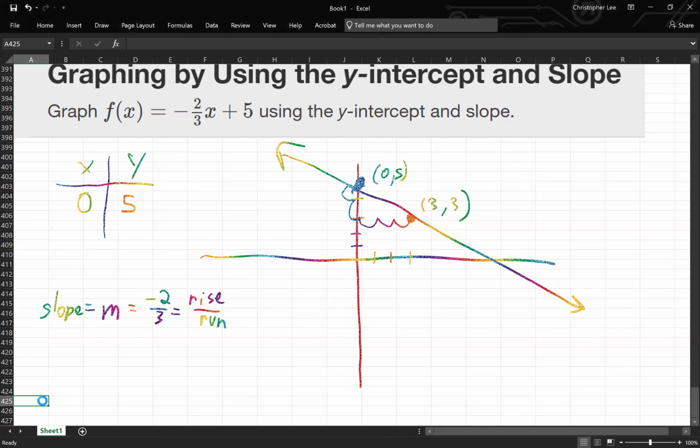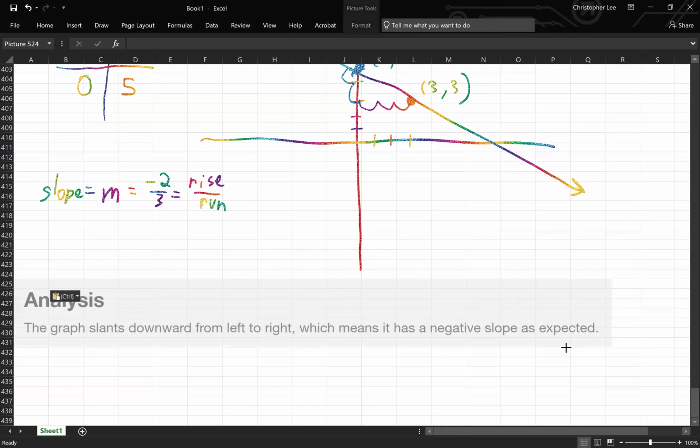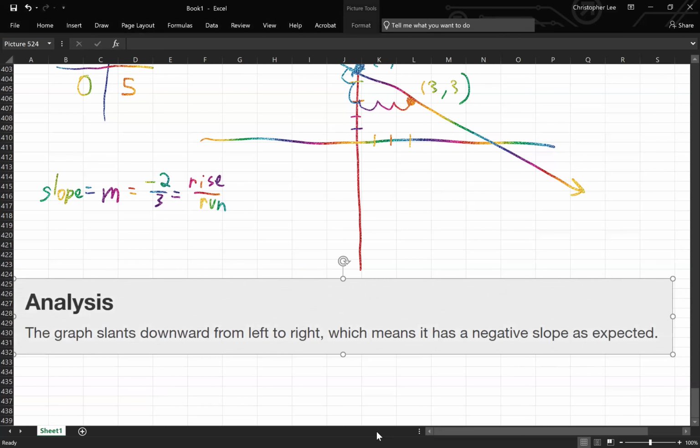Special note. So the graph slants downward, right, from left to right, which means we have a negative slope as expected.